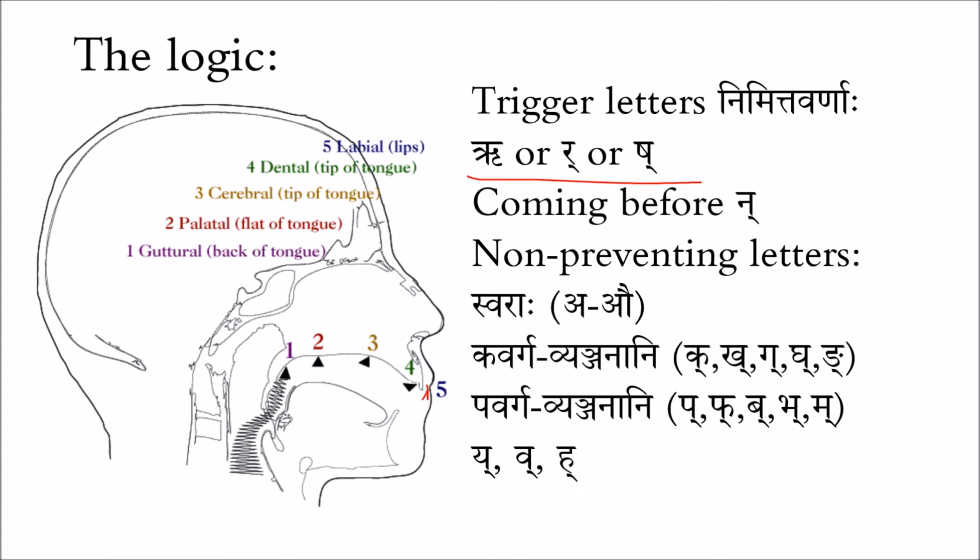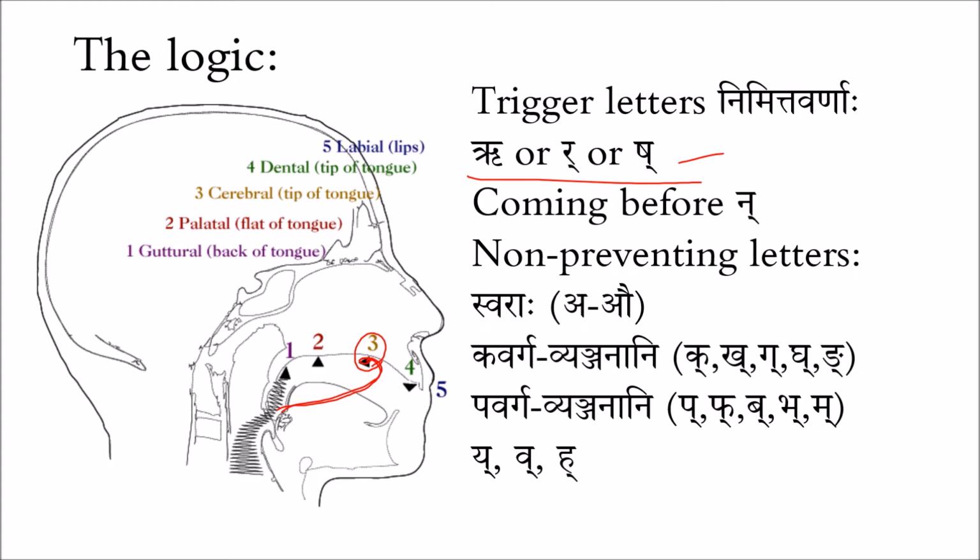Now, considering the trigger letters here, ru, ra, sha, what is the position of these letters? They are murdhanya, or cerebral letters. So their ucharana sthanam is here, number 3. And what is the shape of the tongue? It is like this: the tip of the tongue is rolled back here.